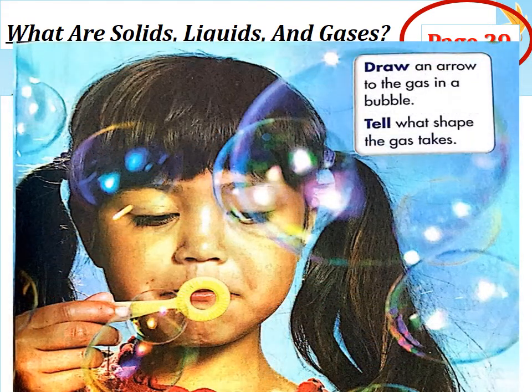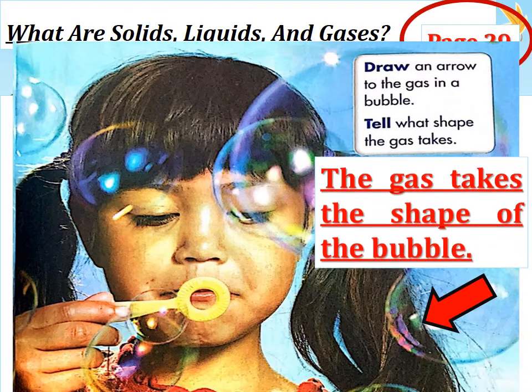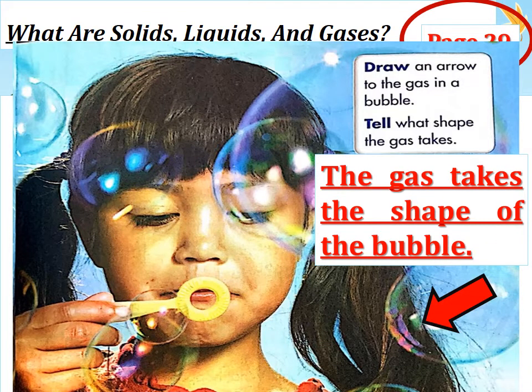Alright, now let's see your answers. First, the arrow will be here, inside this bubble. Then, our explanation could be, the gas takes the shape of the bubble. Did you have the same answer? Great work!